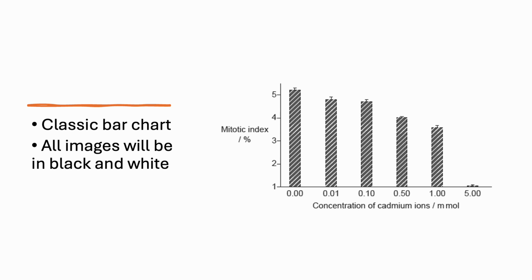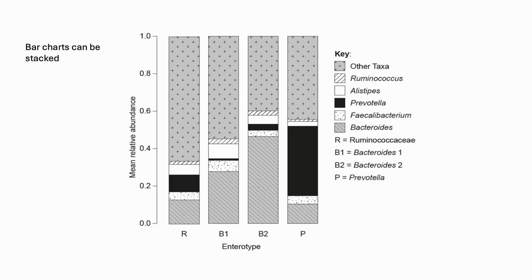So first, here's a classic bar chart. Very common. The exam papers are all in black and white, and students tend to do very well on these. This is a stacked bar chart. Again, I don't find these a major problem for students. This is basically showing the proportion of the whole.